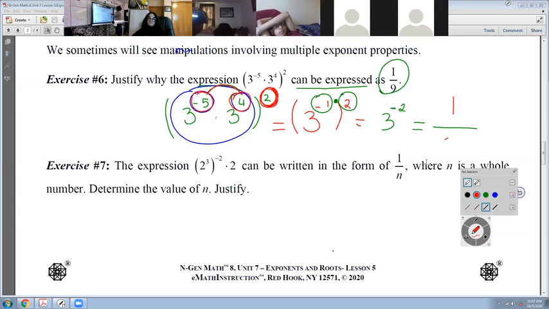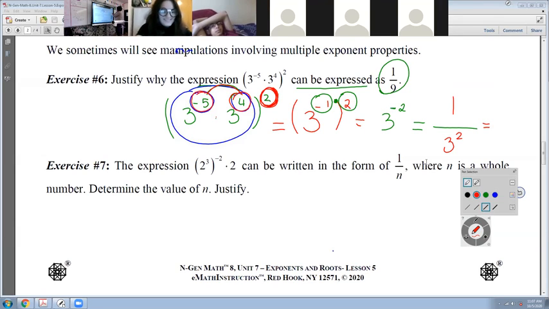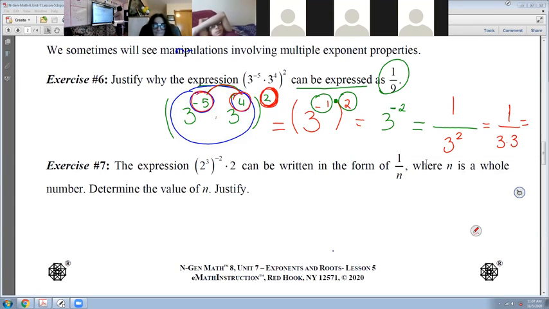Flip it. 1 over 3. Okay, so it is 3 squared, 3 times 3. Is it correct? What is 3 times 3? 9. Is it the same as this? Yes. Okay, we justified it.